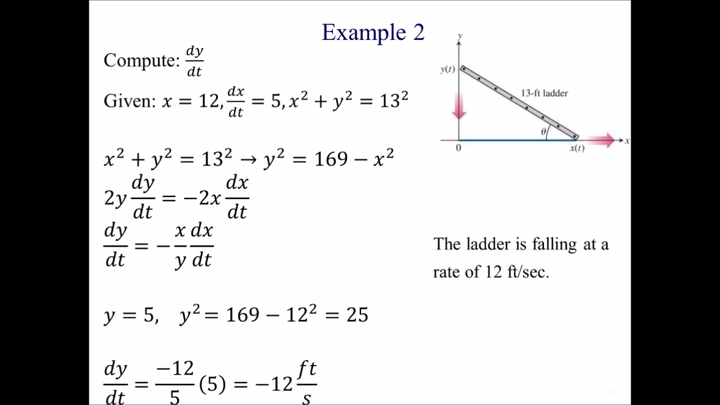Finally, I can plug in all my numbers and come up with a value of negative 12 for dy/dt. dy/dt is negative because the top of the ladder is falling towards the ground, and I've defined the ground as 0. So this is where that negative sign comes into play.